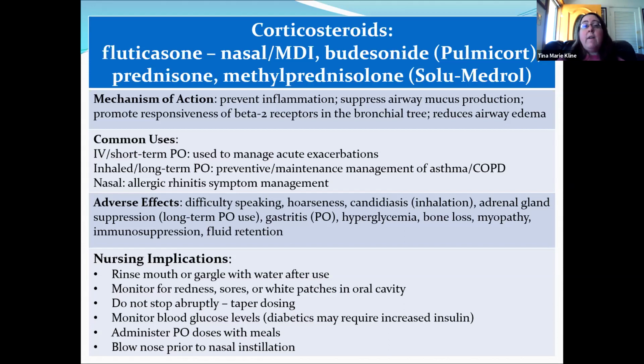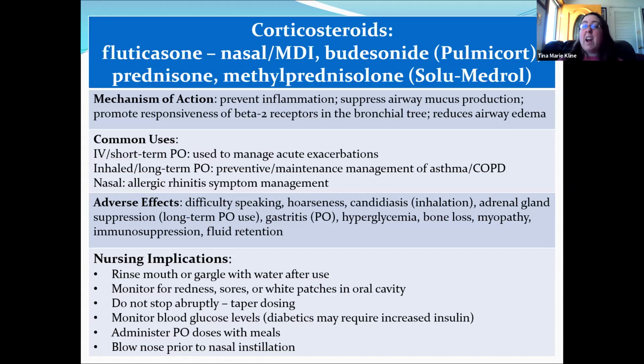Now, for the IV and the PO, these are used short-term for exacerbations, for an acute asthma flare-up, for a very acute episode of COPD. This is all about suppressing inflammation and suppressing airway mucus production. So if we have to get them over that hump of the exacerbation, we're going to use things like IV methylprednisolone. That's the first thing that we'll give.